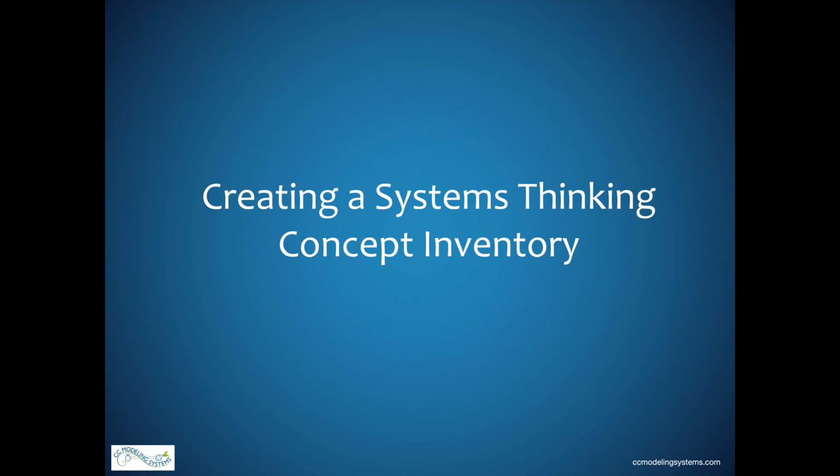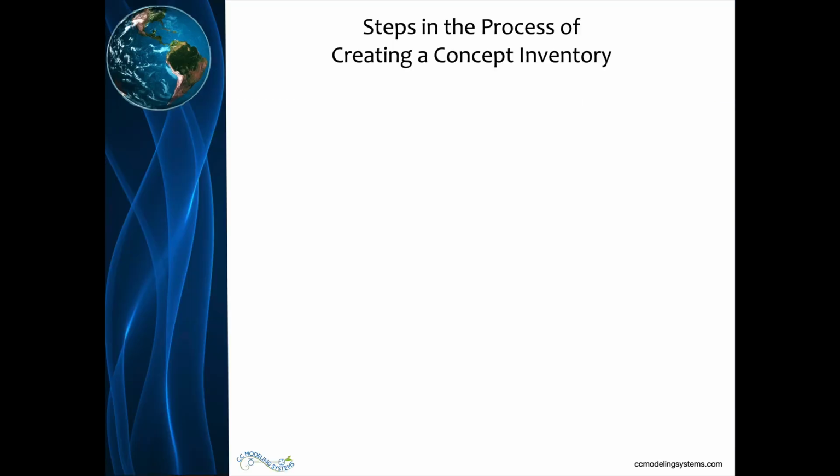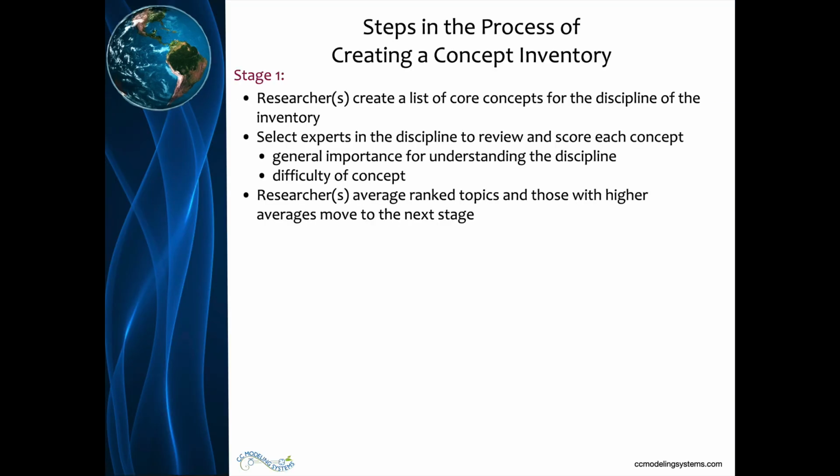Creating a systems thinking concept inventory is the last part of this presentation. A concept inventory is a multiple choice research level instrument. It's an assessment designed to test students' conceptual understanding of a particular subject or discipline. There are 3 stages in this process. First, you create a list of core concepts. You select experts to review and score the concept importance and difficulty, and then you average the ranked concepts, and the concepts with higher averages move to stage 2.